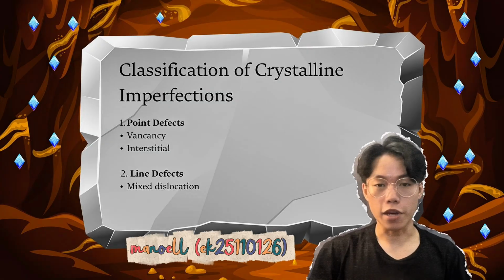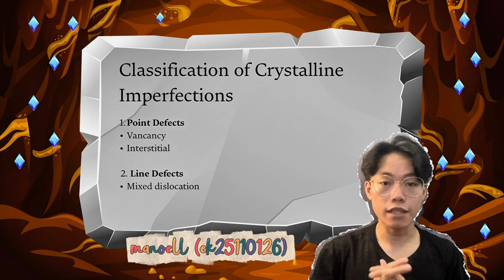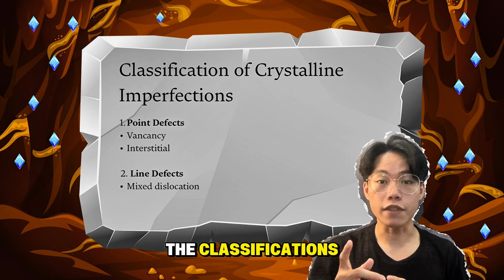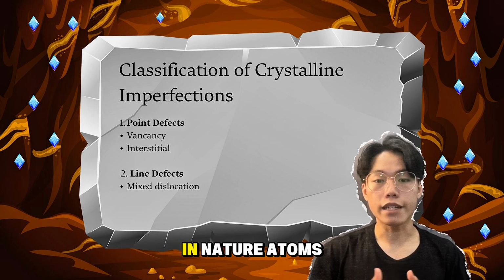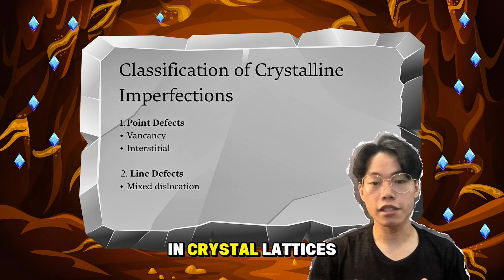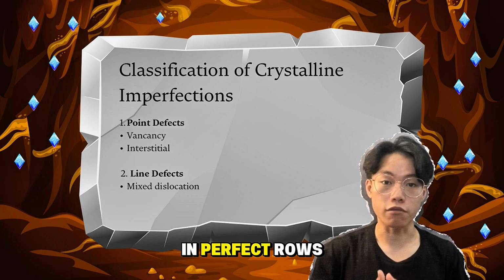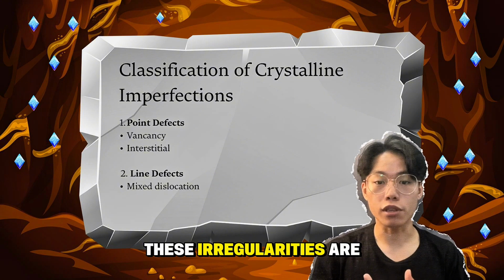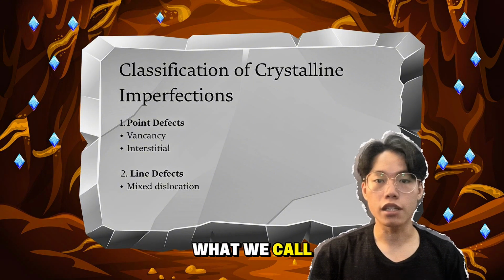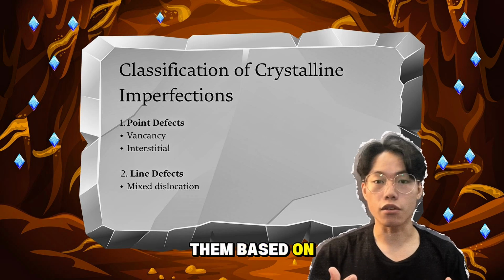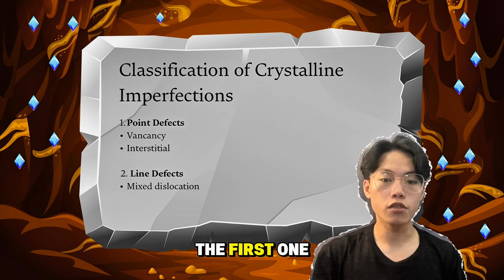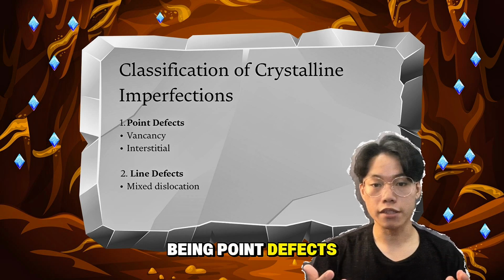Hello everyone, my name is Manuel and I will be discussing the classifications of crystalline imperfections. In nature, atoms in a crystal lattice don't always sit in perfect rows. These irregularities are what we call defects. Generally, we categorize them based on their geometry. The first one being point defects.